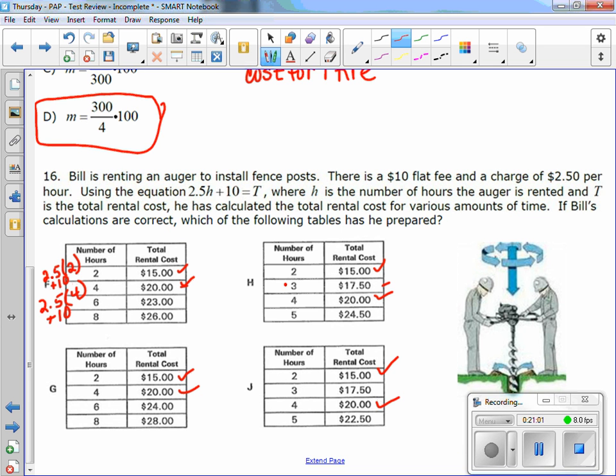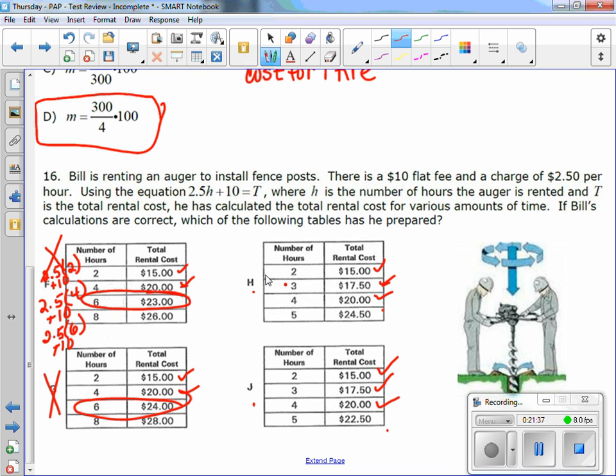So now I need to look at, let's say, the 6 hours. If I look at the 6 hours, 2.5 times 6 plus 10. 2.5 times 6, that's going to be $15 plus 10, that's 25. So this one is incorrect. 6 hours should be 25. This one is incorrect. We don't have 6 hours over on these two options, so we need to check another. I would not check 3 because notice they're already the same. I would check 5 because that's what's different.